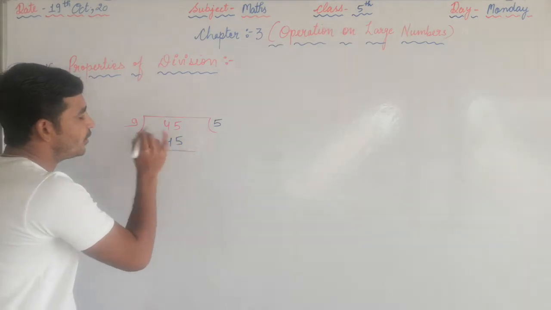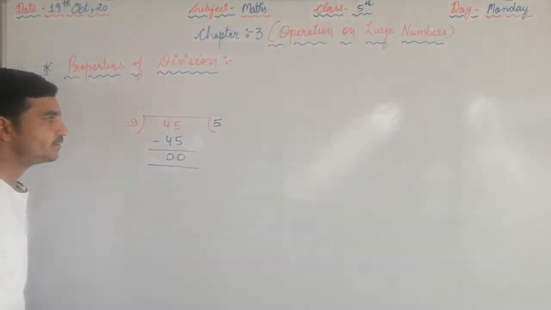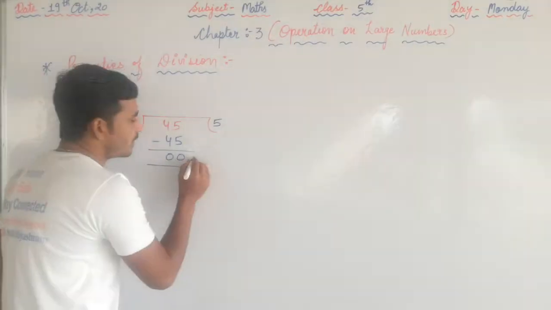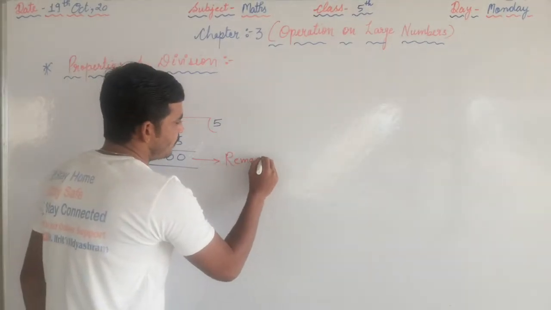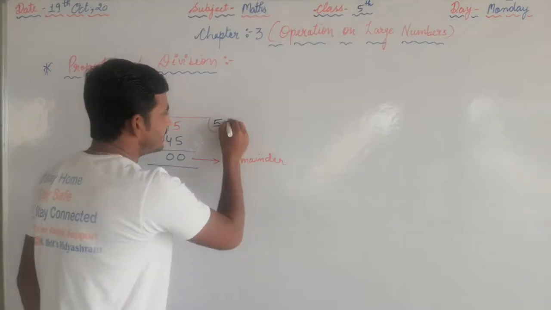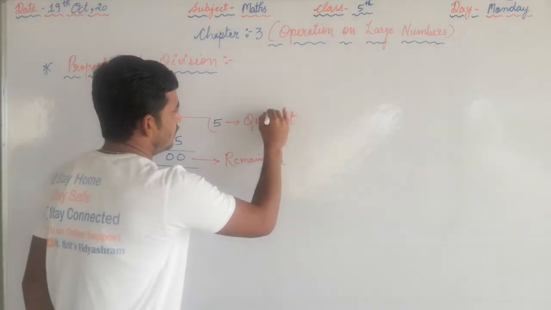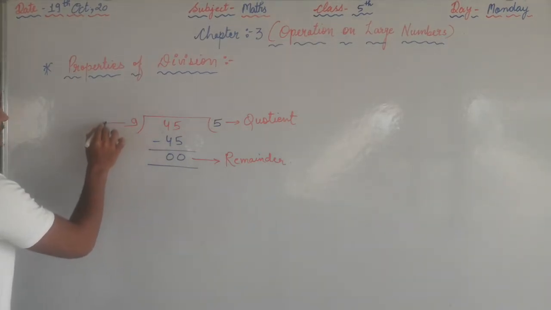Here you subtract the numbers. What's the remainder? 0. What we get at the last is the remainder. And this is known as the quotient. You should know what we call each of these. That is the quotient, and 9 is known as the divisor.